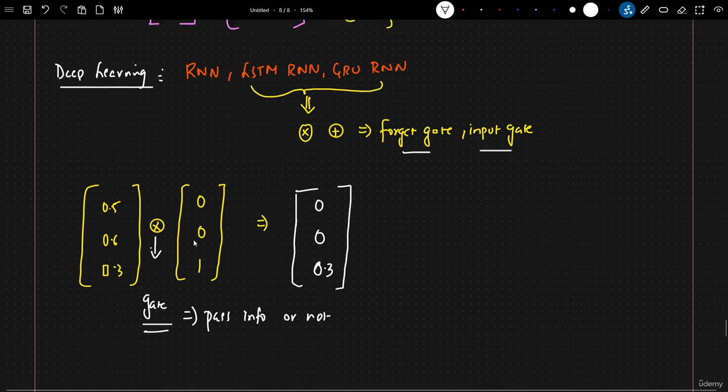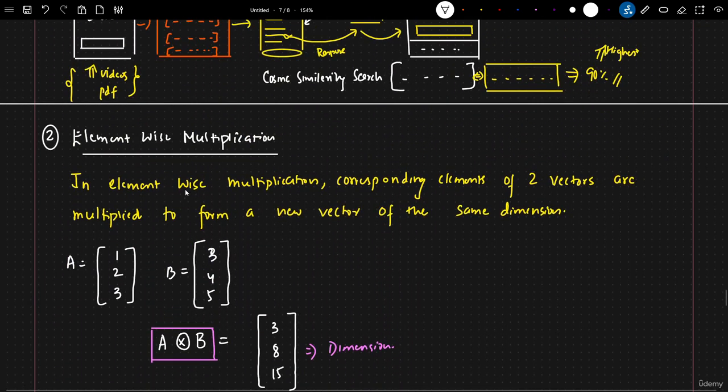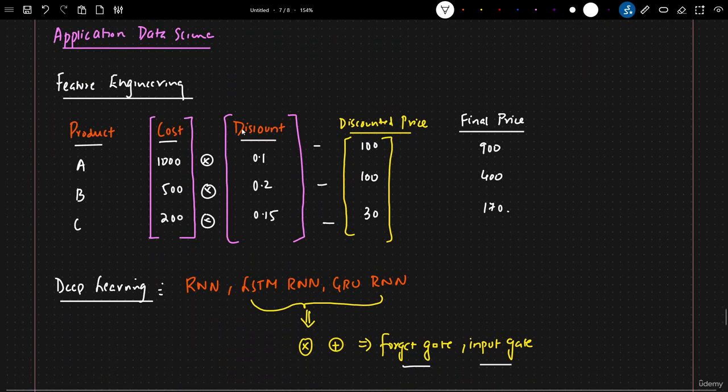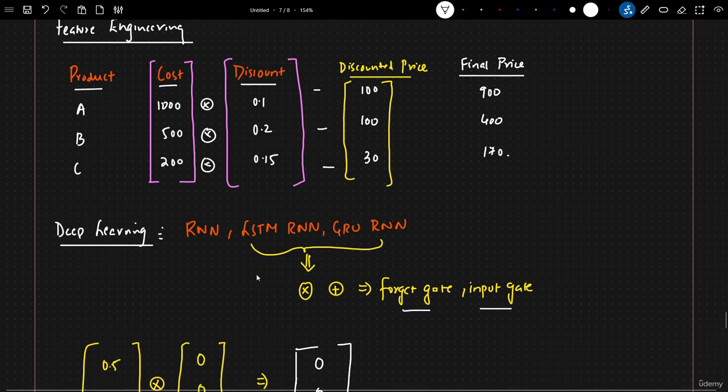So this was a good example to make you understand element-wise multiplication. I hope you got this particular idea. Again, in machine learning, in EDA, in feature engineering, we specifically use this, okay?